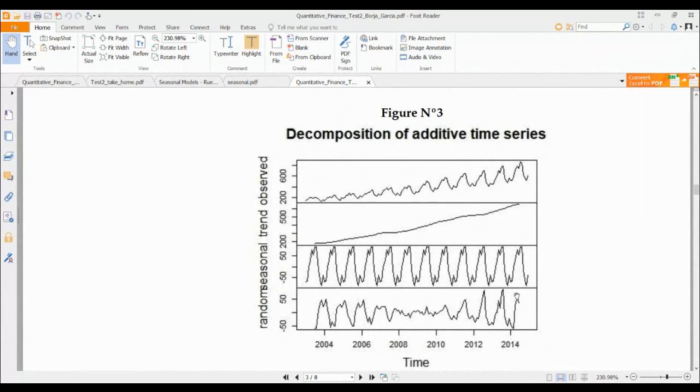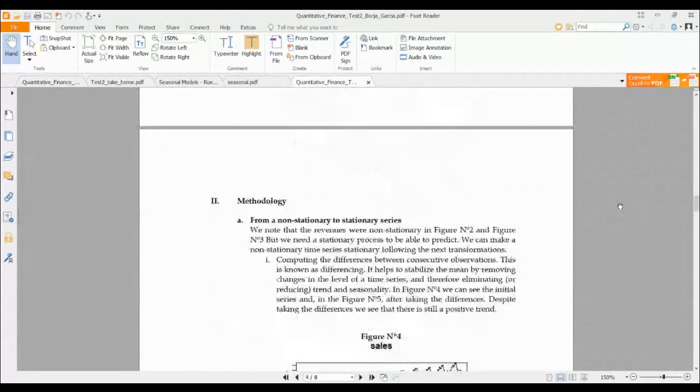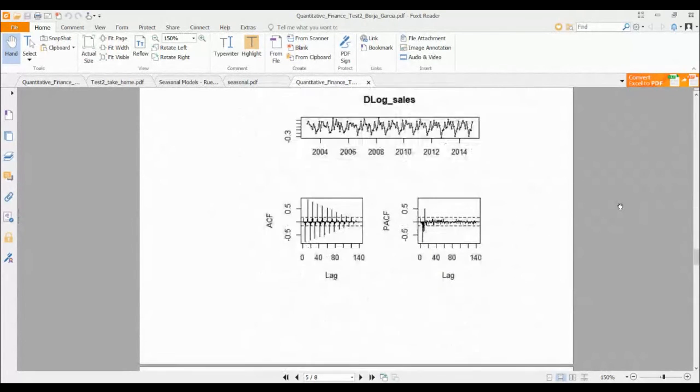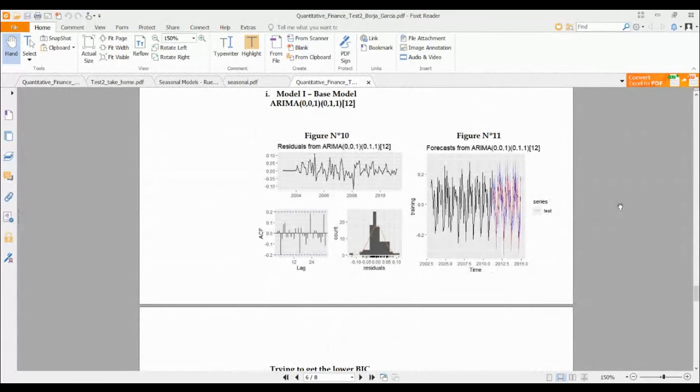Also, the decomposition of the time series. So a time series has several objects tied together, several characteristics. You have the actual time series, you have the trend component, you have the seasonality component, and you have the noise that's behind it. We check the same things that the other group did. And then you have the forecasts.